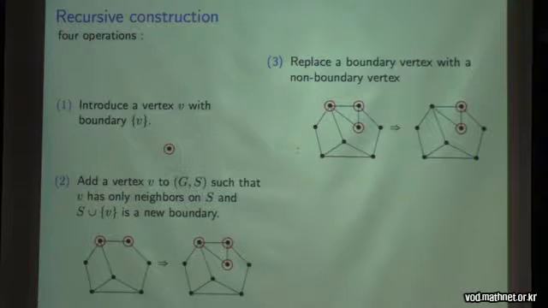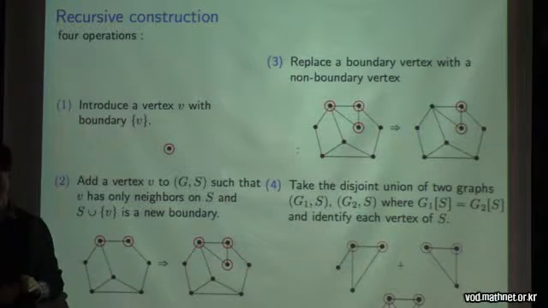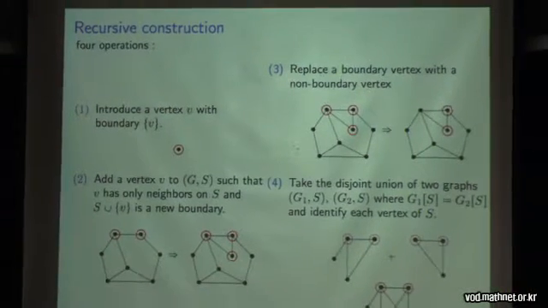And the other operation is that you have the same graph, but you forget a boundary vertex, replacing it with a non-boundary vertex. And the last one is that you have two boundary graphs where these two boundaries are the same, then you merge them along the boundary like this. You take a disjoint union and then identify each boundary vertex.